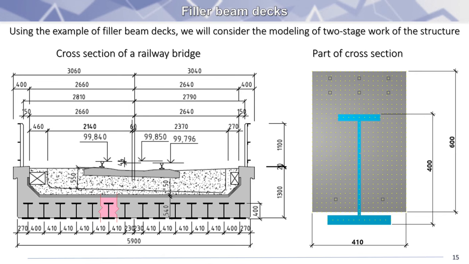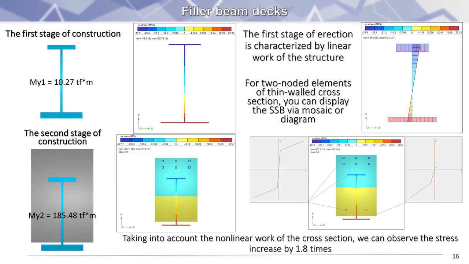Using the example of filler beam decks, we will consider the modeling of two-stage work of the structure. As an illustration, we will consider modeling of a part of the cross-section with one I-beam, although SP LIRA 10 allows you to consider this structure in full. Linear and non-linear work of a filler beam deck was reviewed.